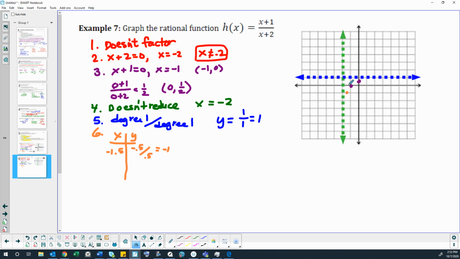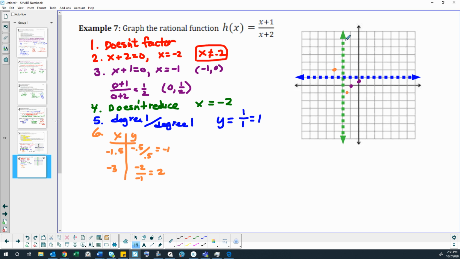So if we go left to -1.5, we go down to 1. That definitely fits the symmetry of that branch of our graph. Okay, let's try another point, maybe over here at -3. So -3 plus 1 is -2, and -3 plus 2 is -1. That gives us a point at +2. So left 3, up 2. There's the first point of this other branch of our graph.